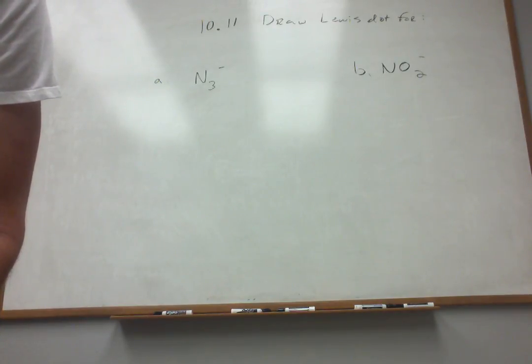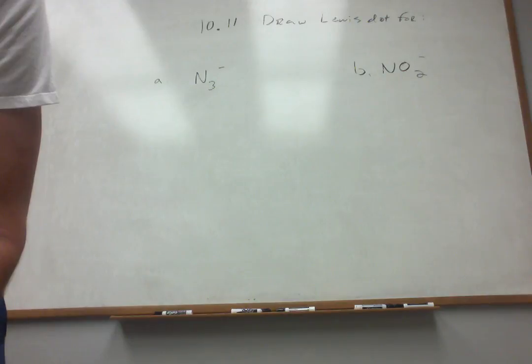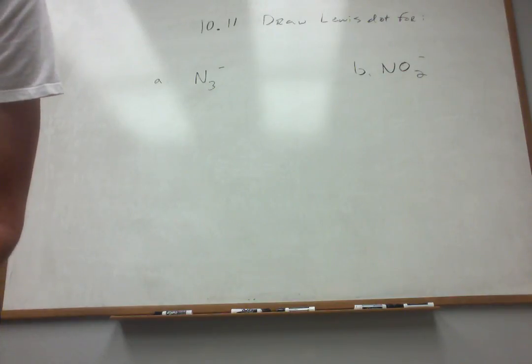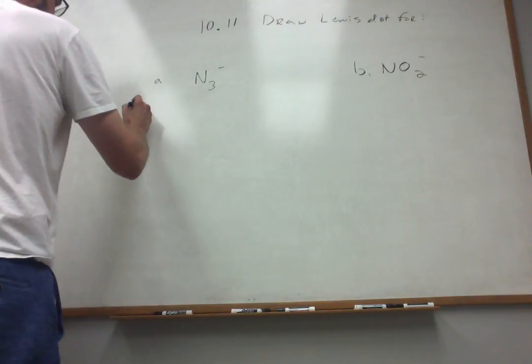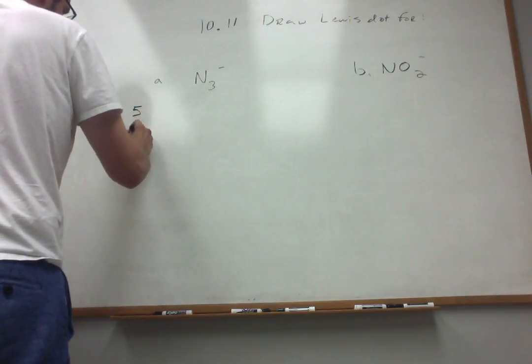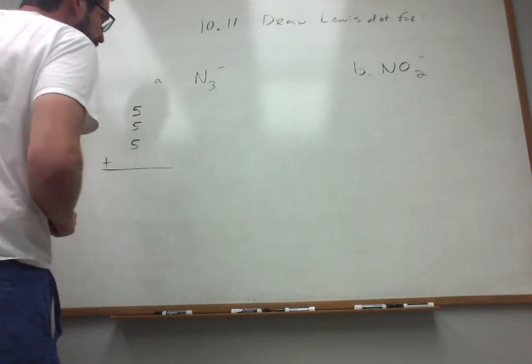And then part B, they want us to write NO2 minus 1, which is nitrite, with the I-T-E ending. These are a little bit different than the previous problems because these are ions and not neutral molecules, okay? But we're going to approach things in largely the same way. We're going to start by counting the number of valence electrons available. Now nitrogen, each atom has 5, 5, and 5, because it's N3.